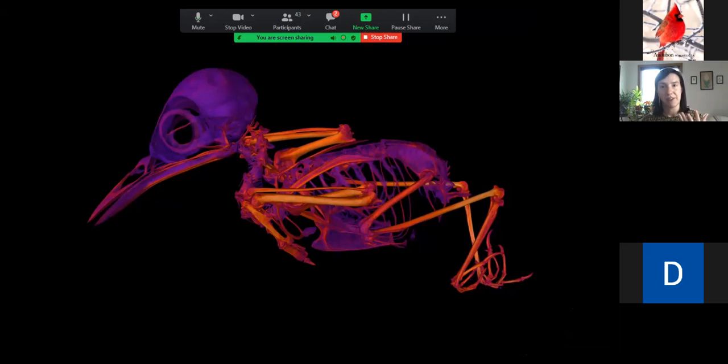And another benefit of the fluid preserved birds over skeletons, for example, is that this was one CT scan and you get the whole skeleton together. And sometimes that's really important to understand how the bones fit together and how that changes in different species of birds.